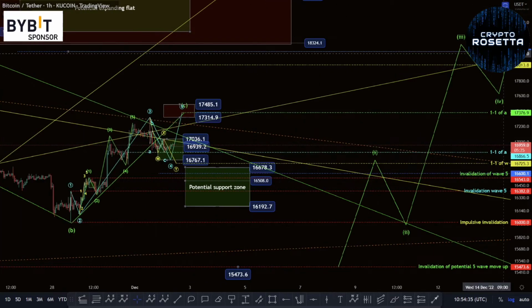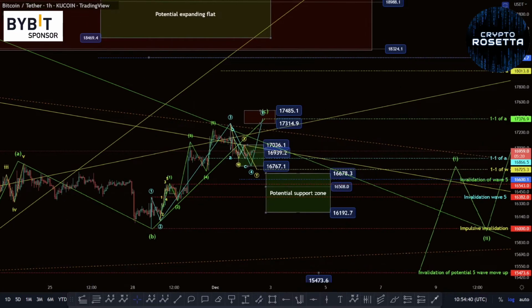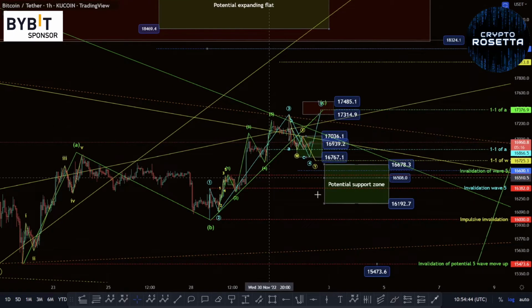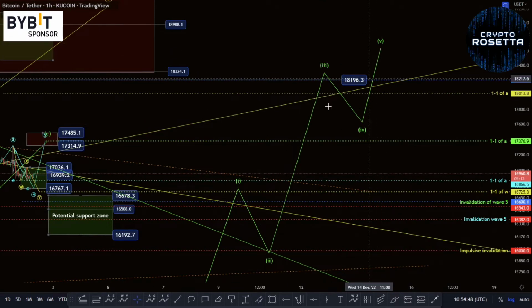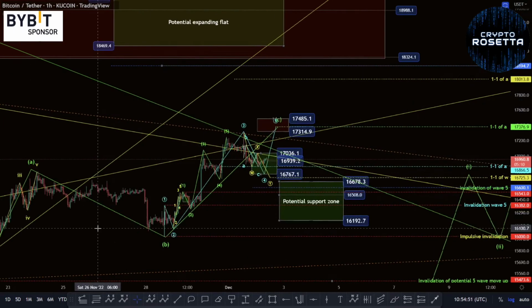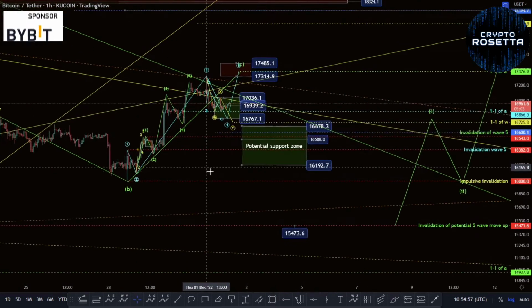But currently the impulsive trigger off the first five-wave move, this five-wave move here, would be at 18,194. If we were to cross above that, then we'd be looking for an additional fourth and fifth wave as shown there. Once again, we can't really project those targets yet because we'd have to confirm that we find support here and then start to move up.